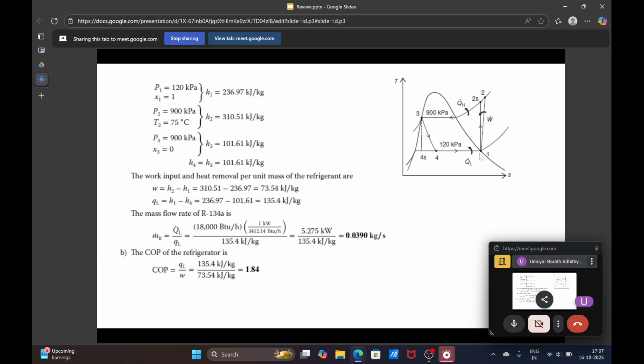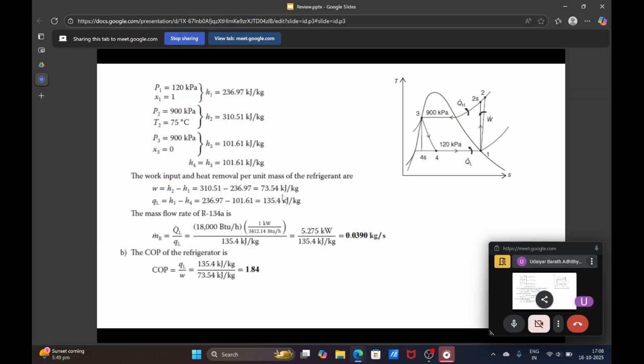So if you find what is the specific work done, so per kg of fluid, what is the work done, then it is straight away the enthalpy difference. So H2 minus H1, because we assume that it's an adiabatic process. So your specific work done is 310.51 minus 236.97. So that gives you specific work to be 73.54 kilojoule per kg.